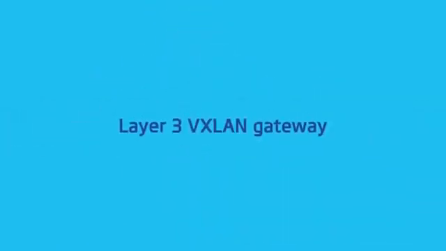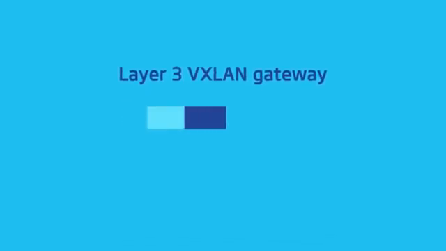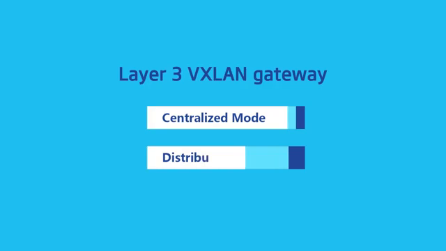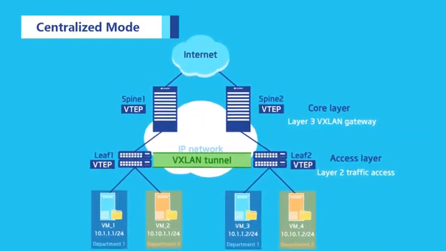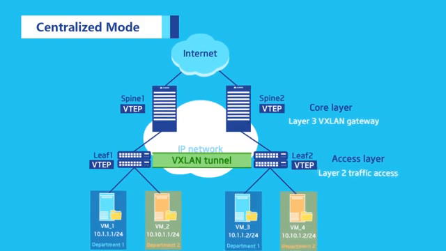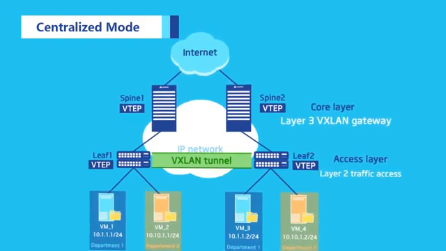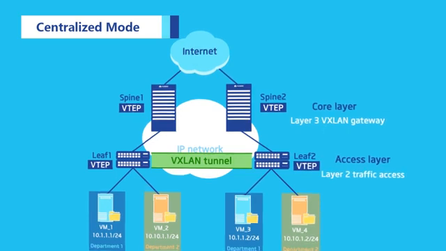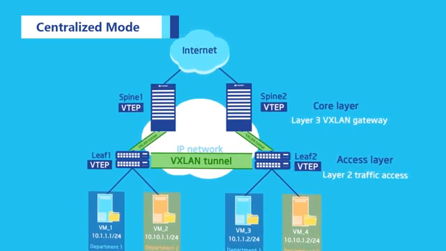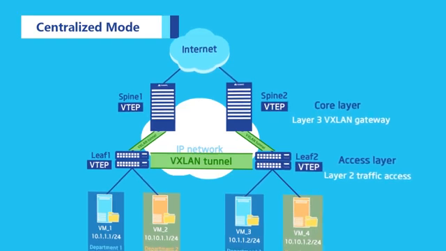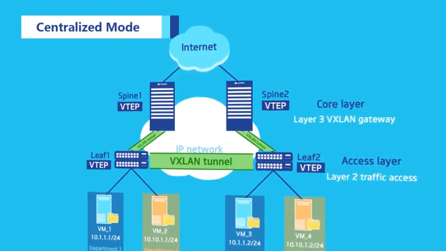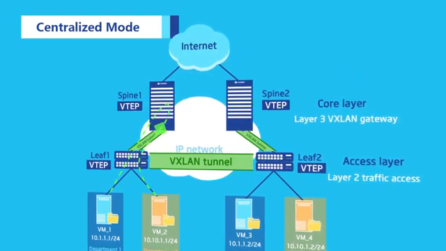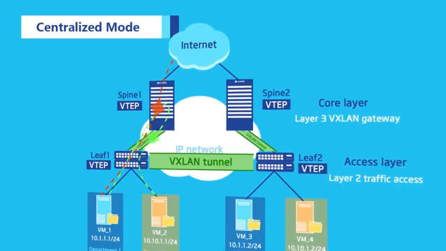Second, deploy Layer 3 VXLAN gateways, which, depending on the location at which the gateways reside, can be centralized or distributed. In centralized mode, both leaves and spines serve as VXLAN VTEPs. Leaves are used for Layer 2 traffic access, and spines function as Layer 3 gateways. In this mode, set up a VXLAN tunnel between Leaf 1 and Spine 1, and between Leaf 2 and Spine 2, and deploy a Layer 3 VXLAN gateway on Spine 1 and Spine 2. VMs in different departments can then communicate with each other, and VMs can access the Internet.